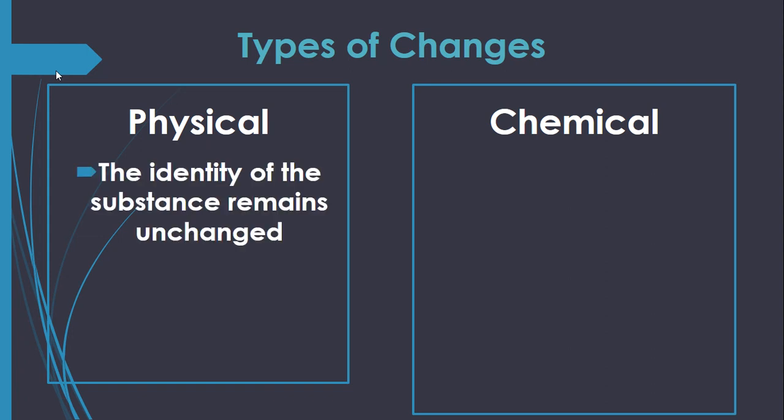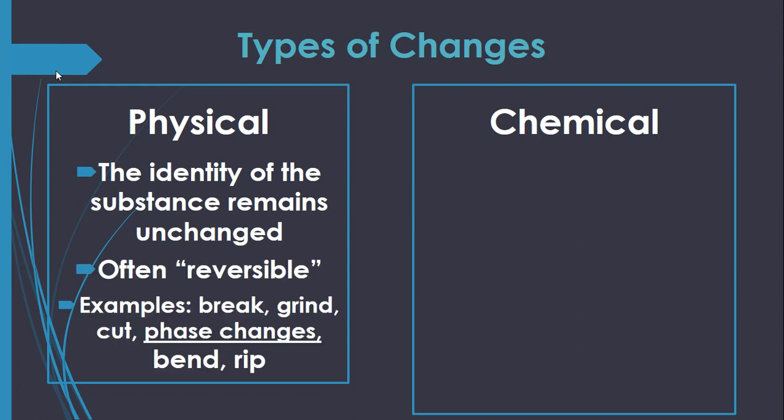So a physical change would be when the identity of the substance remains unchanged. They're often reversible, but not always reversible. Examples: if you break a diamond or glass, it's still glass, right? If you weigh all the pieces before and after it's broken, it should weigh the same. If you grind something, or cut a piece of paper, it's still paper, it's just smaller paper.